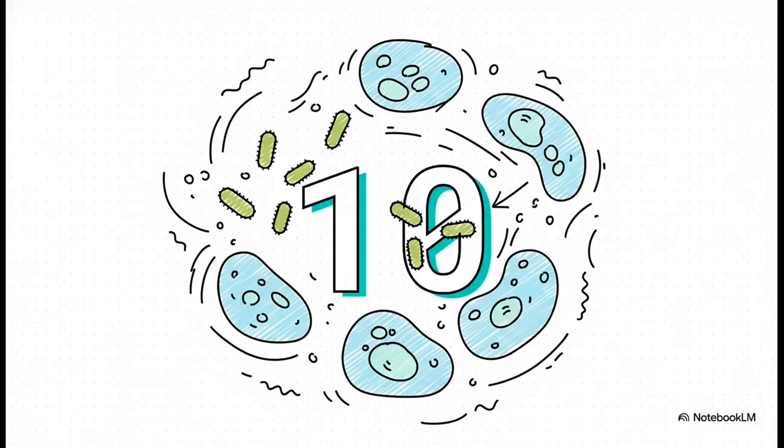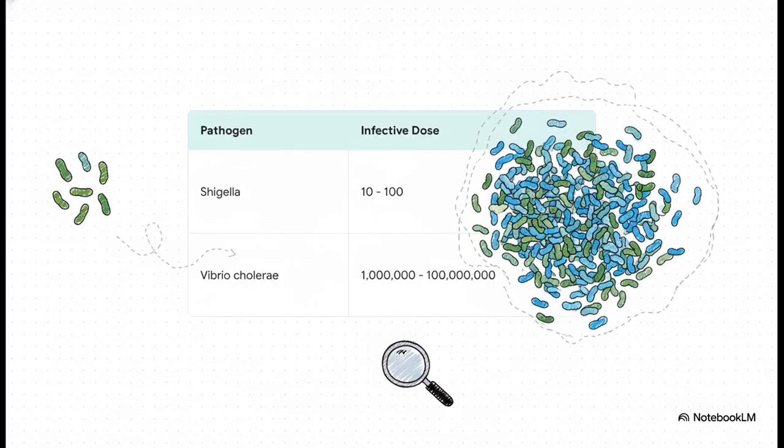Okay, so let's just start with a number that tells you almost everything you need to know about how serious this pathogen is. And that number is 10. That's it. It can take as few as 10 of these tiny little organisms to cause a full-blown infection. To really wrap your head around how wild that is, let's put it in perspective. Look at something like Vibrio cholerae, which causes cholera. You need millions, sometimes hundreds of millions of those bacteria to get sick. Shigella can do it with just a handful. It's built for pure efficiency.